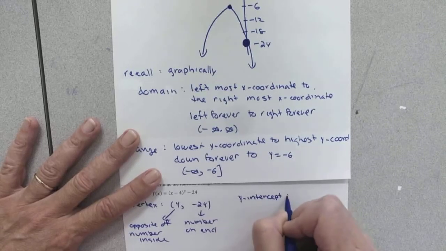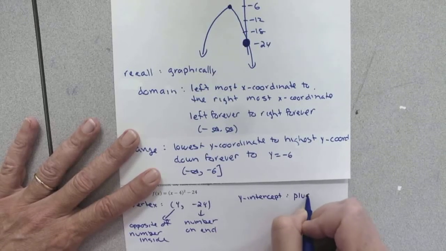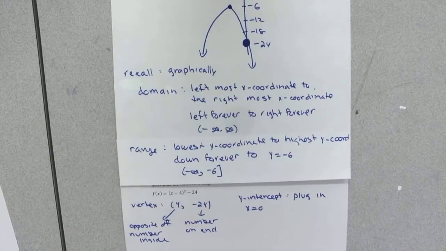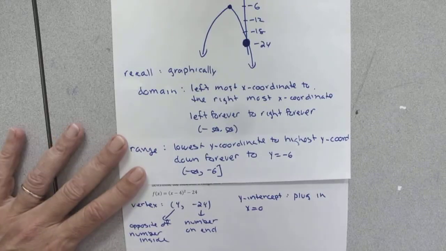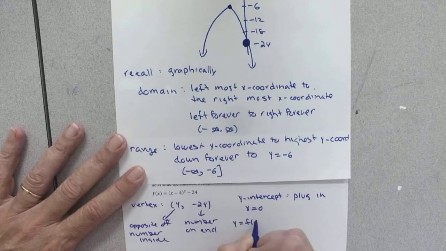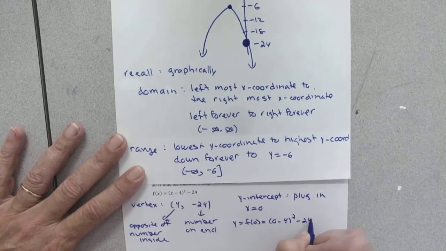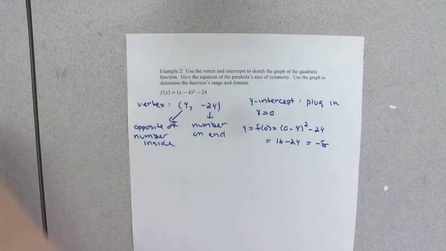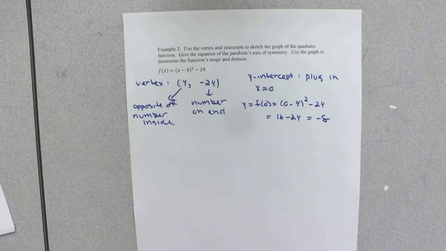The y-intercept, always plug in x equals 0. Always, regardless of whether it's a parabola, quadratic, cubic, plug in x equals 0. So y is going to be f of 0. It's going to be 0 minus 4 quantity squared minus 24, which is going to be 16 minus 24, which is -8. And again, if you were being a perfect person, it's the point 0, -8.